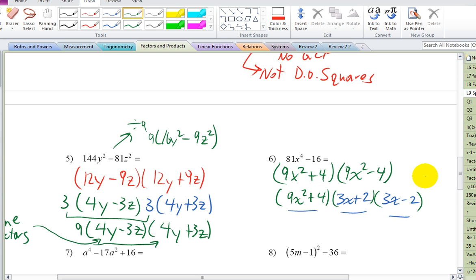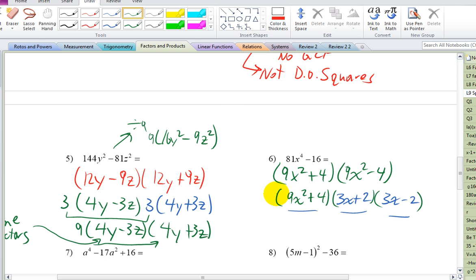Questions? Yeah. What's this sign? What does it have to be? Yeah, so watch for that. This is really common where you can factor one of them more, but the other one has to stay because it's a plus sign. Okay, so watch for that. That's very common to happen.